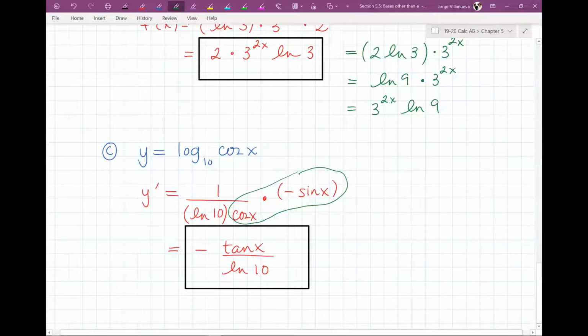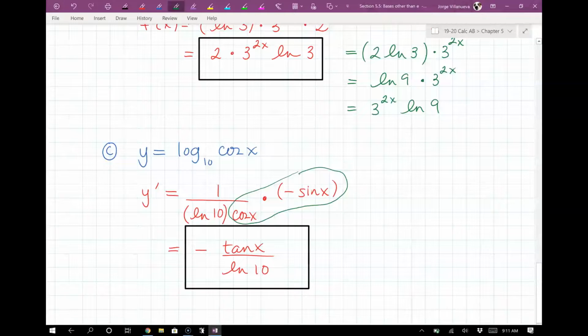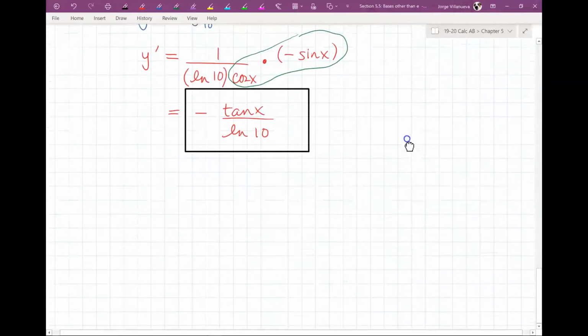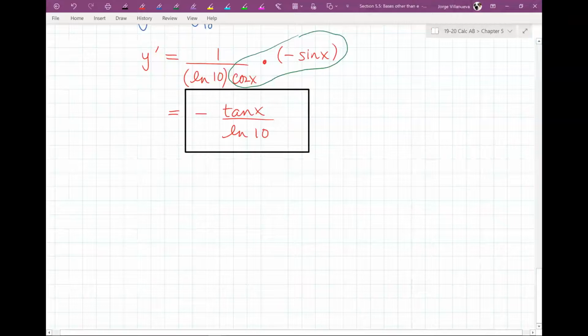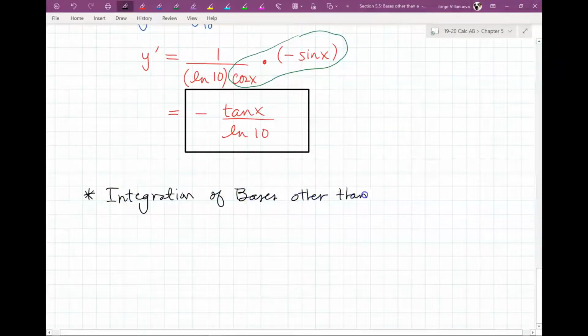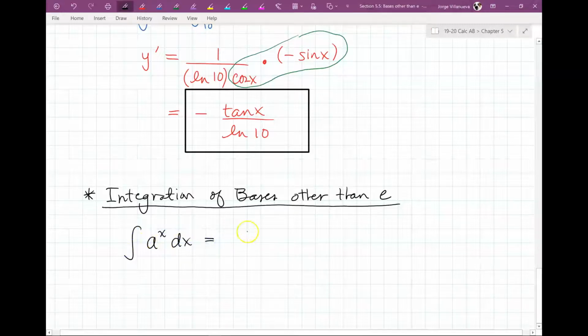All right, so let's do integration. Then we have one problem to do on that, and then we're done. So, integration of bases other than e. So here's your definition. The integral of a to the x dx is equal to 1 over ln of a times a to the x plus c.